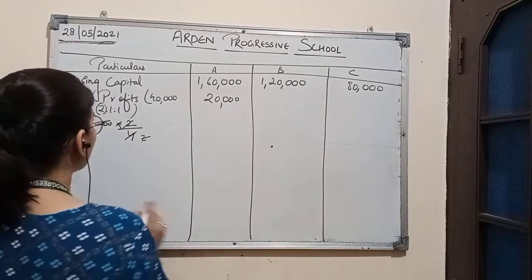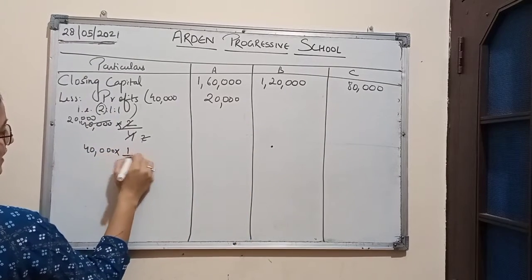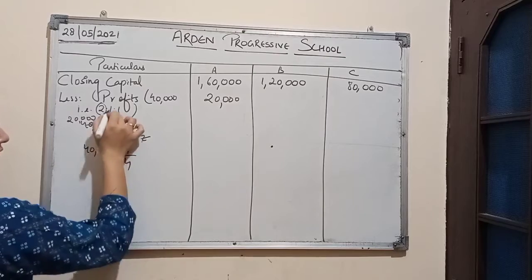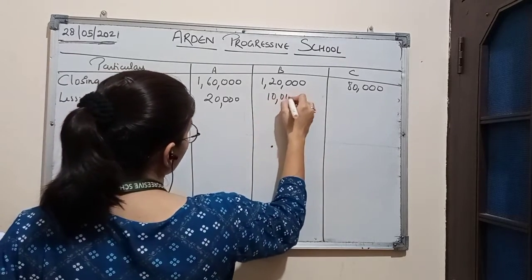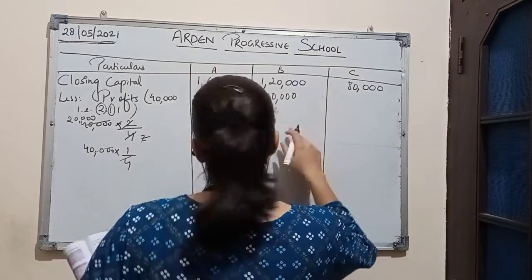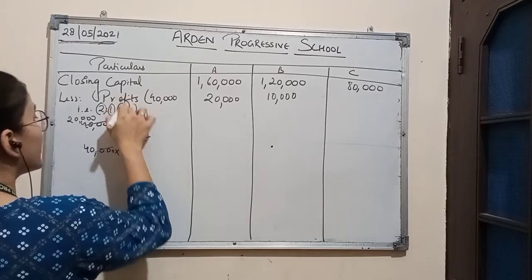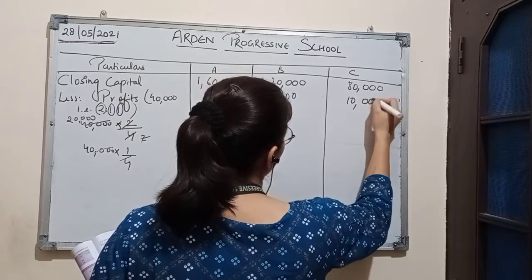Next we have the second partner, which is B. So the share of the second partner is 1, and it will be divided by 4. So 10,000 amount of profit will be deducted from B's capital account. And as the same share is shared by partner C also, the same amount of profit will be deducted from C's capital account.